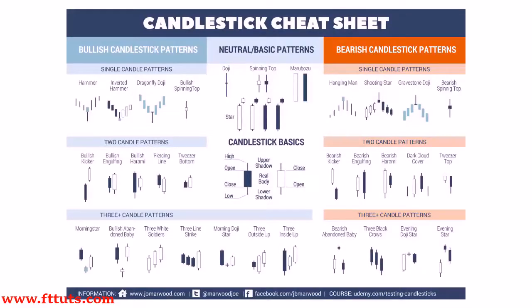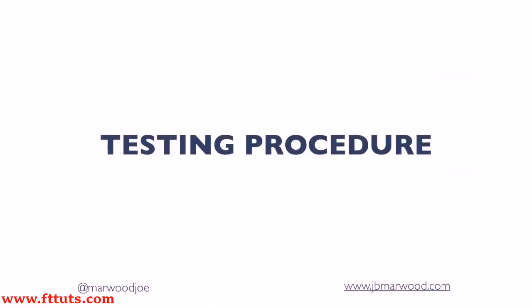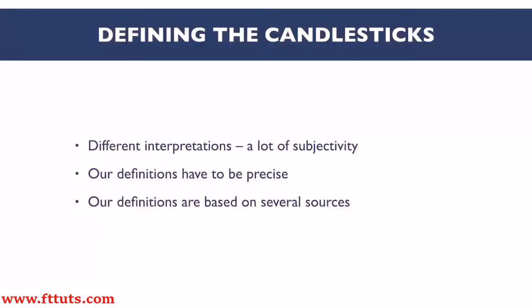But before we get into the test results, we need to clear up a bit more of the boring stuff, because we need to be clear about a few things regarding the testing procedure and how we will be defining the candlestick patterns. So first of all, it's important to address one of the quintessential problems with all candlestick patterns, which is subjectivity. When researching this course, I soon realized that nearly everybody has a different interpretation of what makes up a specific candlestick pattern.